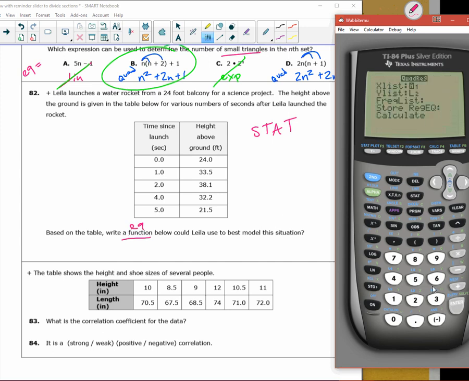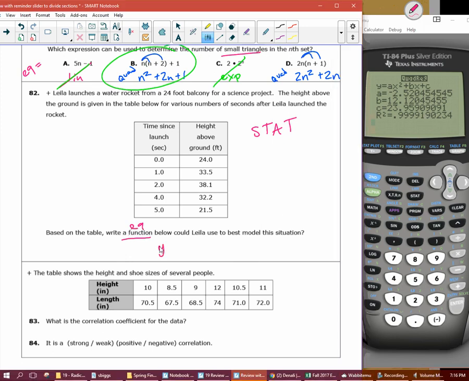Stat, Calc, 5 for quadratic. Ooh, look at that. 0.99999. Hard to get better than that. Pretty sure that's it. This one doesn't tell us what to round to, so let's just take it to the nearest tenth.